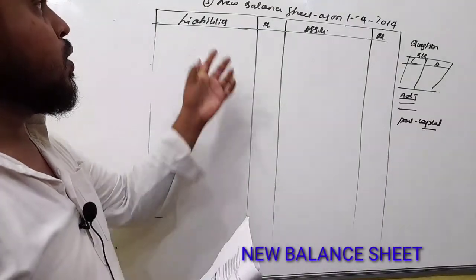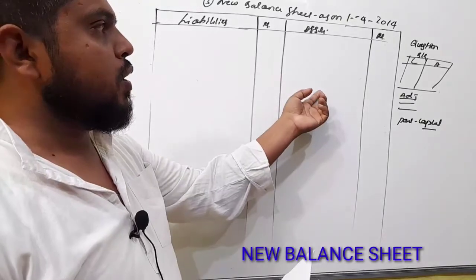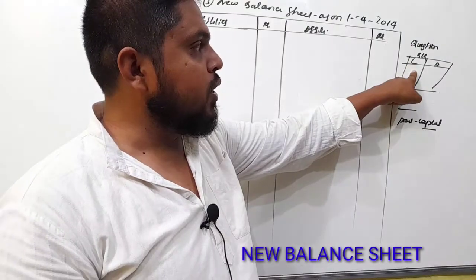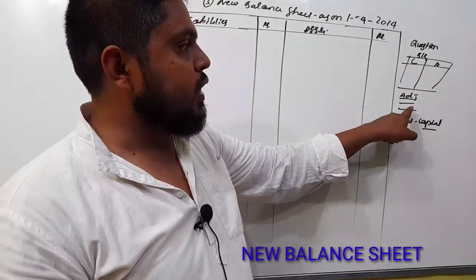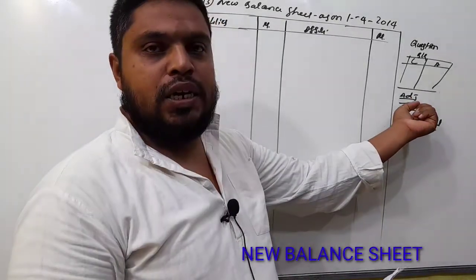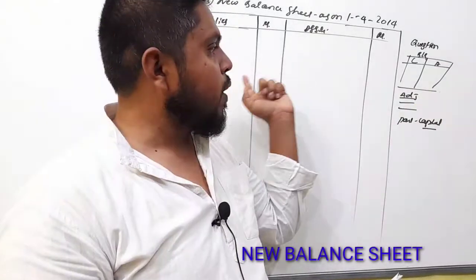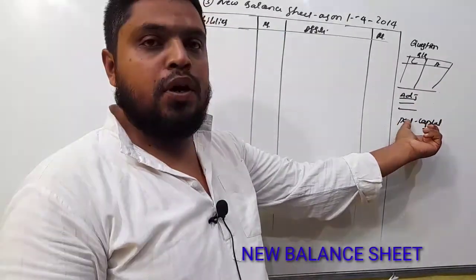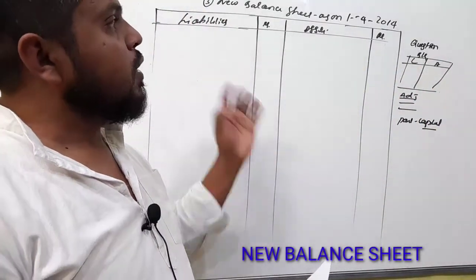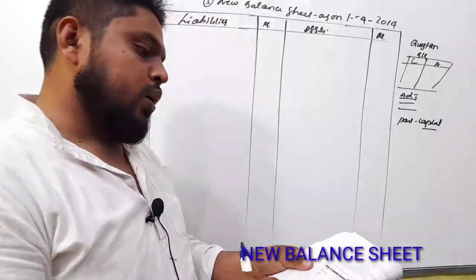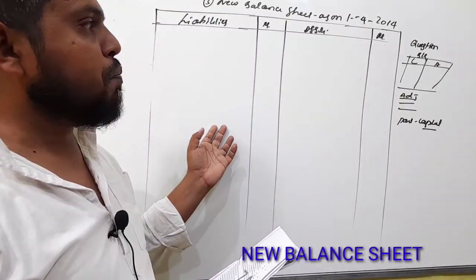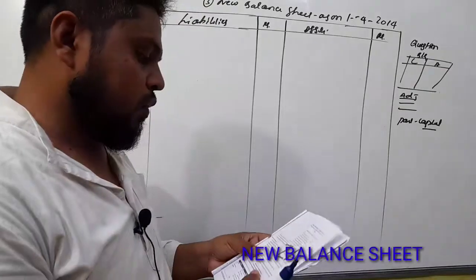Now the third step, the new balance sheet. The new balance sheet is prepared with the help of the old balance sheet, which you will get in the question, and the adjustments, all the adjustments we got under the revaluation account. Those adjustments we have to revise once more in the balance sheet, and the capitals you got under the partners' capital account, you have to record under the new balance sheet. This is a very simple way to prepare a new balance sheet.